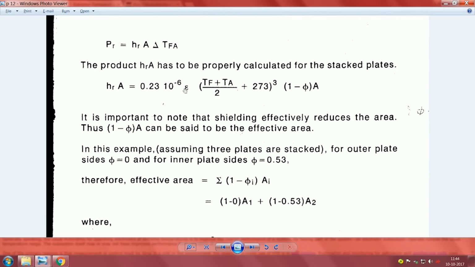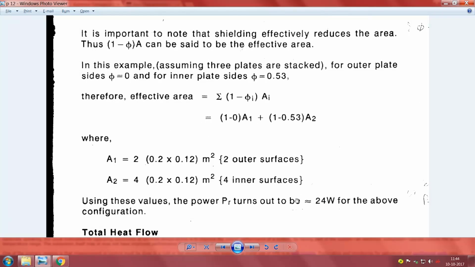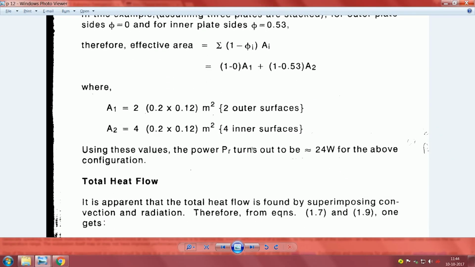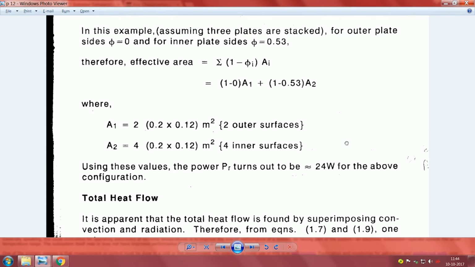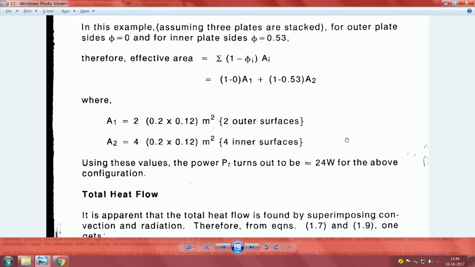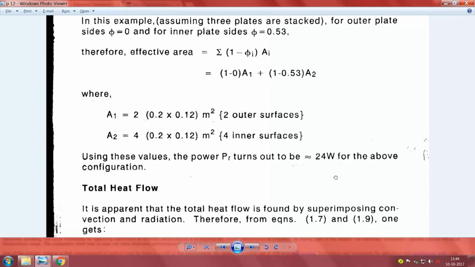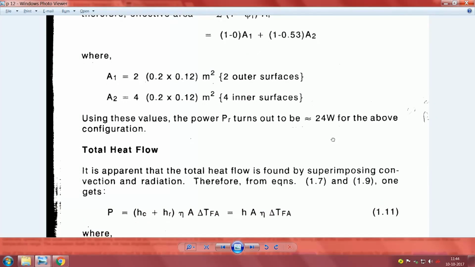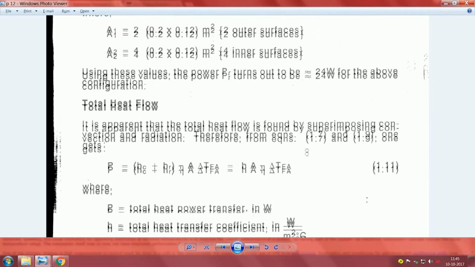So, when he calculated including this emissivity and so on, using these values, the power turns out to be this for the above configuration. But again, it is only to illustrate a simple example to be worked out on a board for the students. This has been done. My own practical view is you have to be a little careful about it.